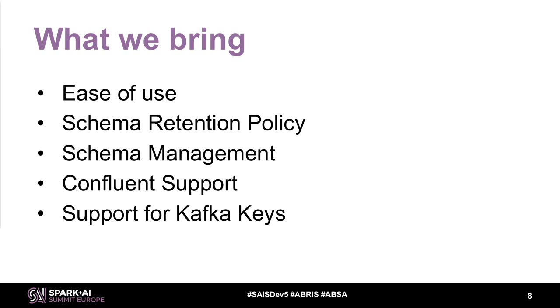So in the context of this presentation, the context of the value proposition of the API, we are bringing 5 main features, which are these: ease of use, schema retention policy, which is about how you format your outermost data frame, the schema management, as I mentioned. Also, we provide support for Confluent Kafka. You'll understand why it's necessary to have this specialized support. And also support for Kafka keys, so it's a Kafka-related feature, okay?